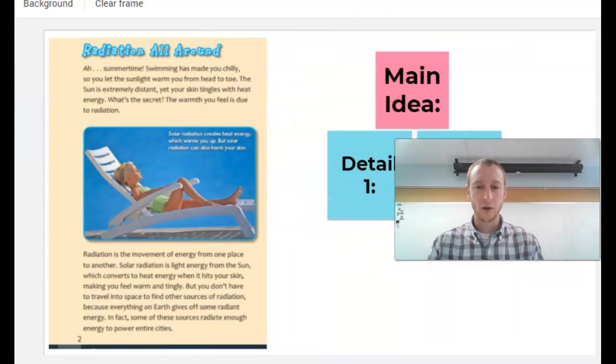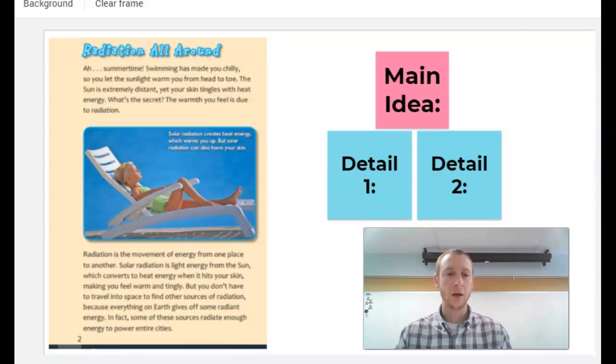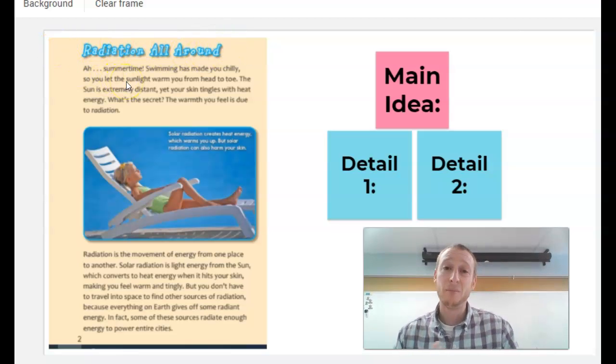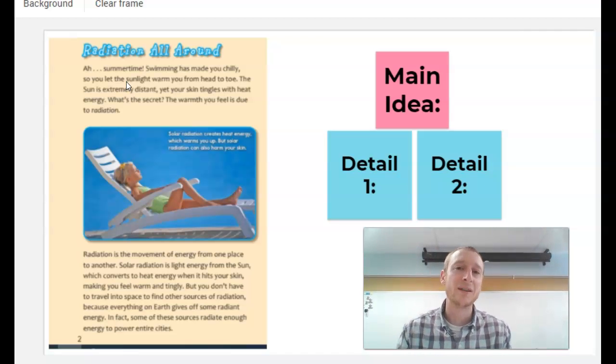So here's something we've already read. I read it out loud to you guys on Monday, and it's called Radiation All Around. So, right off the bat, this heading tells me a little bit about what that main idea might be. So, already I'm kind of thinking, well, radiation all around. I guess this is going to be mostly about how radiation is kind of like all around us, right? Okay, but before I write that down, let's read to make sure.